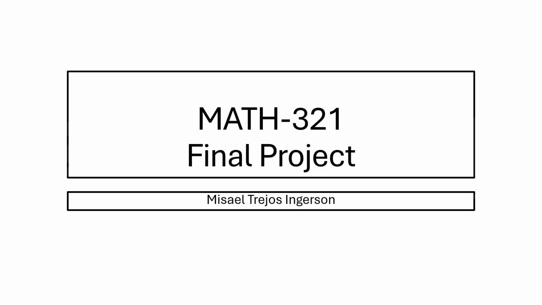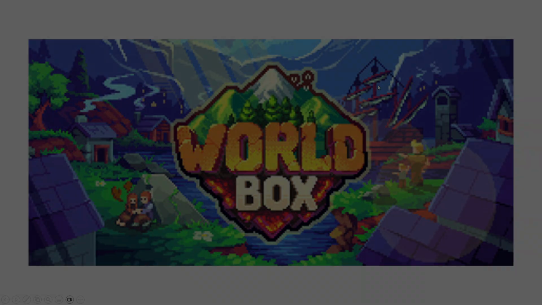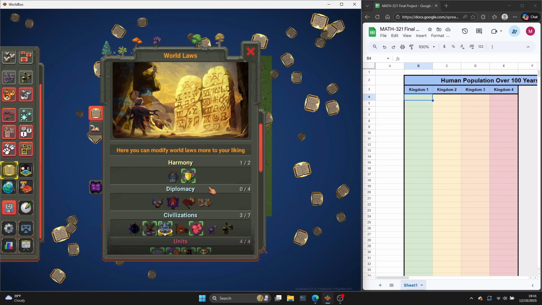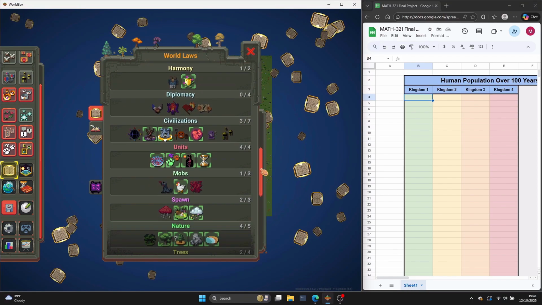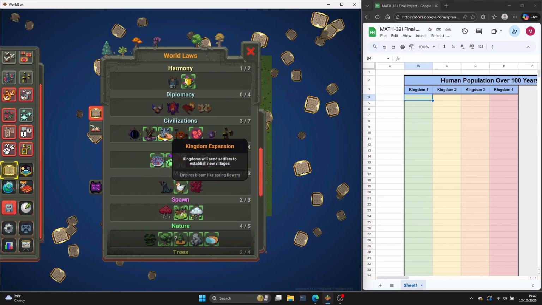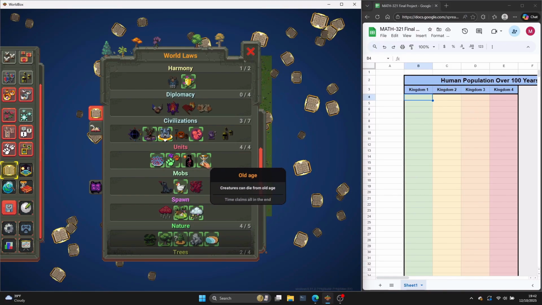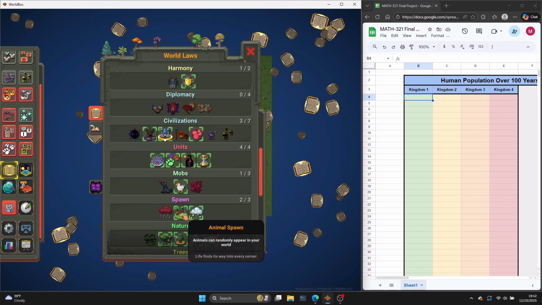For my Math 321 final project, I am modeling the total human population growth over 100 years for a game called Worldbox. As you can see, I have 4 kingdoms, all starting with 10 people, and the terrain is pretty similar, as well as the world laws, to minimize all of the sudden disasters and other random deaths to keep the population growth as simple as possible.